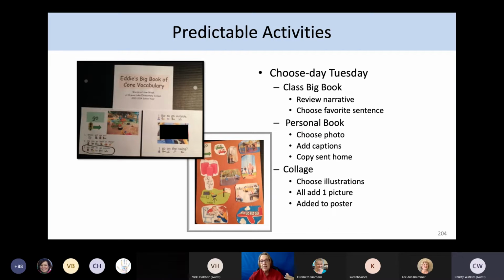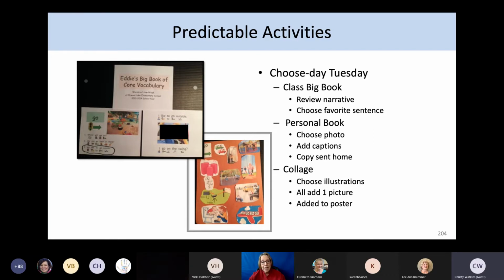Then that's the time, and this is the most labor intensive bit that Maureen and her paraprofessionals have to do, is putting together the kids' personal books. Because at the end of the year, every kid has got a personal big book of core vocabulary that grows throughout the year. And so the pictures that they took of, let's say, Eddie on the playground, he gets to choose which picture he likes. Then he gets to choose a caption that he might go with that picture. Then that copy of what gets created gets sent home.